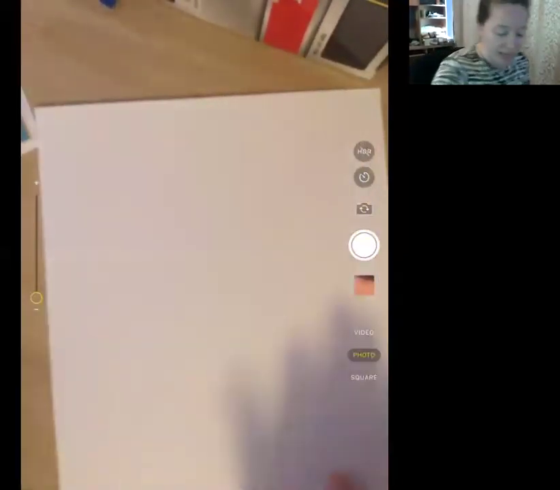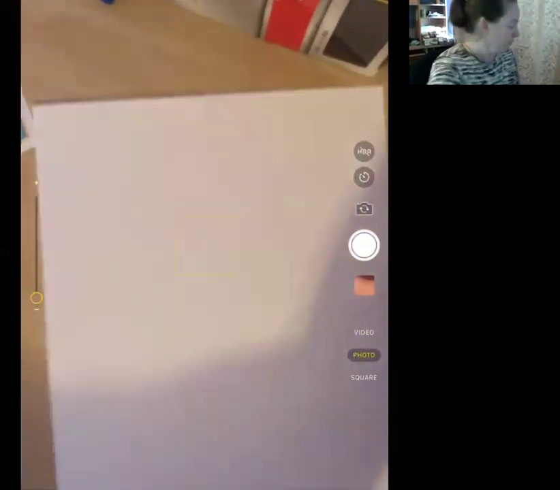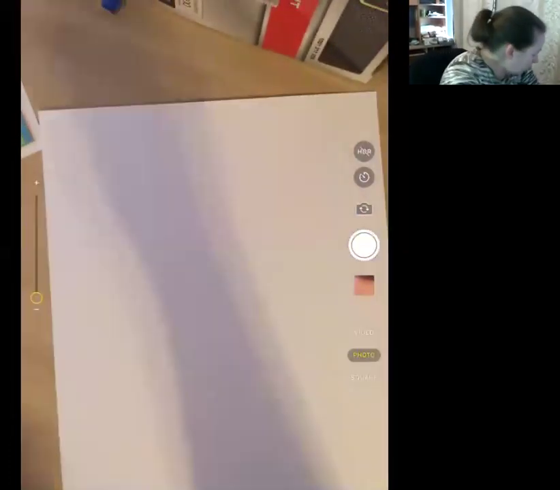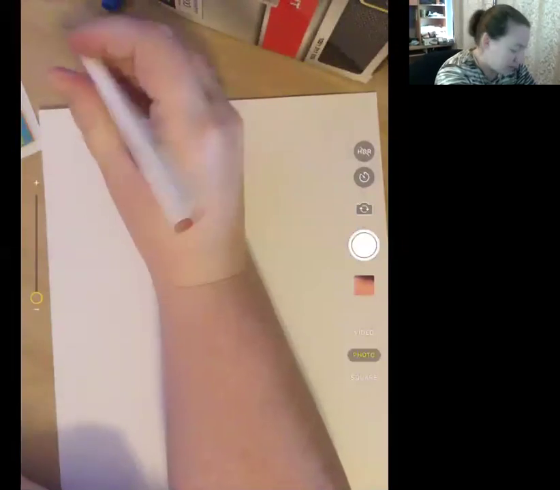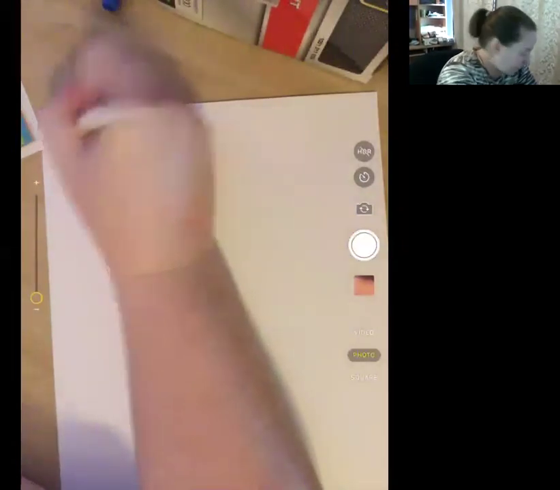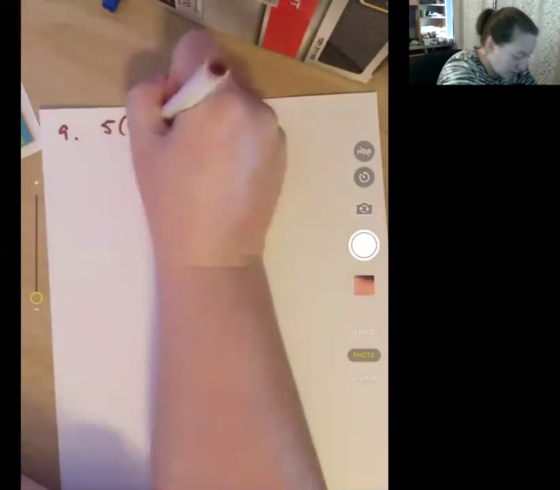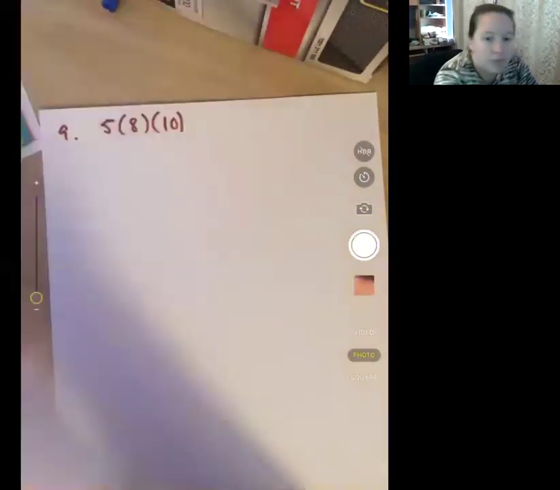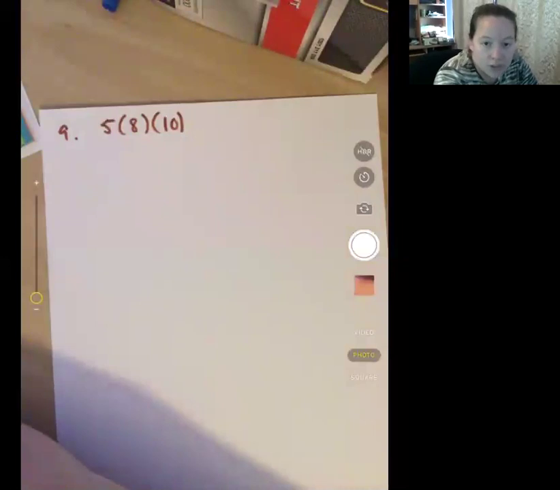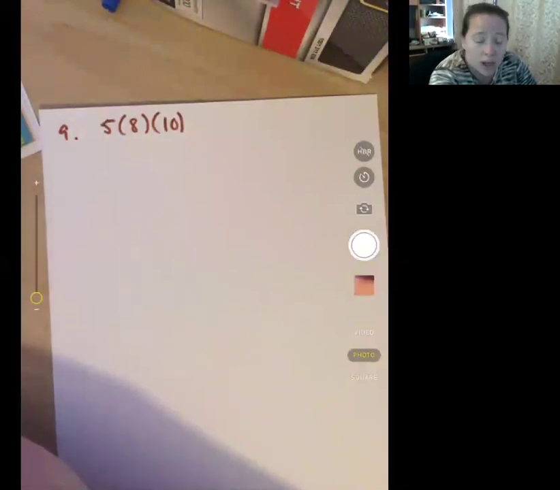Number 9 has simplifying expressions still, except this time it's just a lot of multiplying. Okay, so we can still do PEMDAS. You can still do it in whatever order you want. You could do the 8 times 10 first. You could even do the 5 times 10 first. It doesn't matter. They're all multiplication. They're all going to go together.